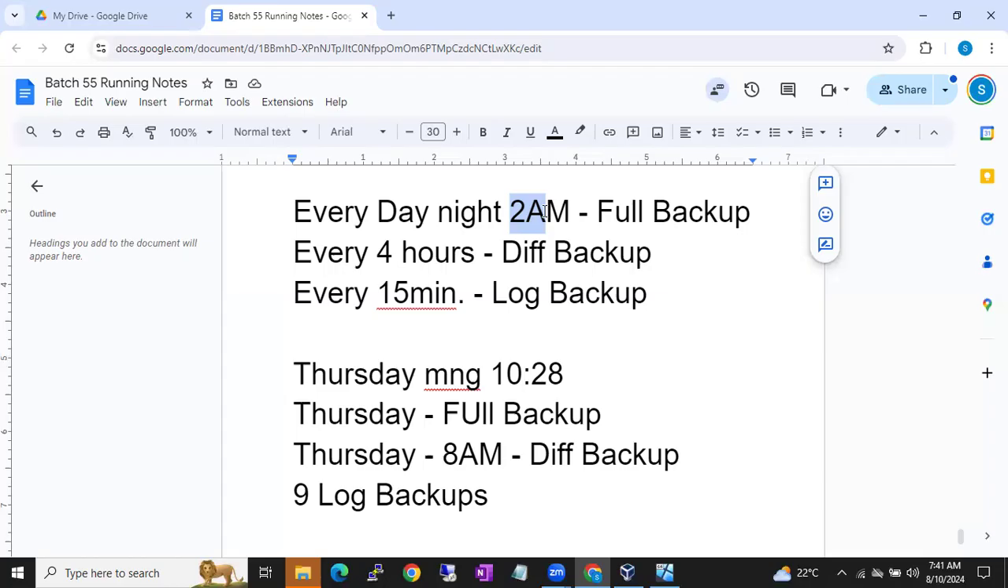And then here, sir, for the log backups, it will be till 8. After 8, up to 10:15, I can recover. If the failure is at 10:28, I am going to lose 13 minutes of data, 10:15 to 10:28. That also we can achieve using another backup called tail log backup. We'll discuss it. Don't worry.